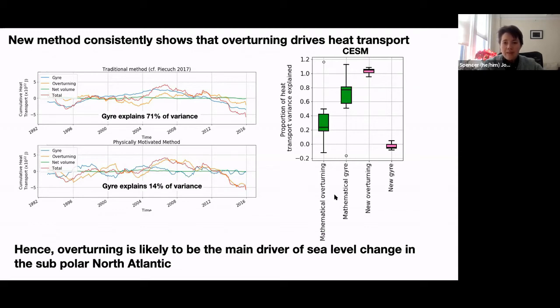So in the old method, the gyre was thought to be responsible for a lot of the heat transport, and you can see that there was a wide range of results. So maybe it was responsible for half, and maybe it was responsible for all of the heat transport. Whereas in the new method, there's a much narrower range of results. Basically, the new method always attributes the heat transport variability to the overturning.